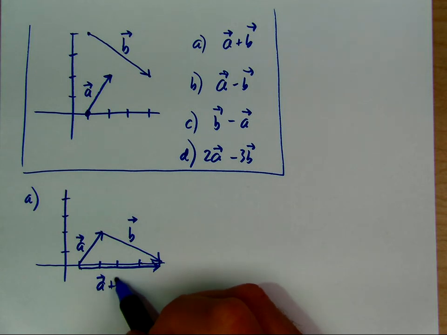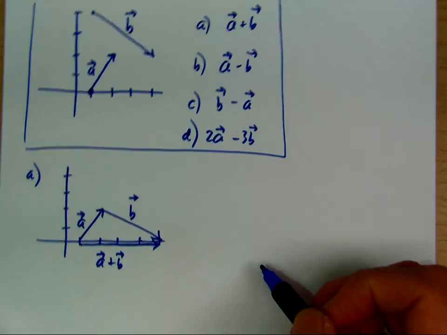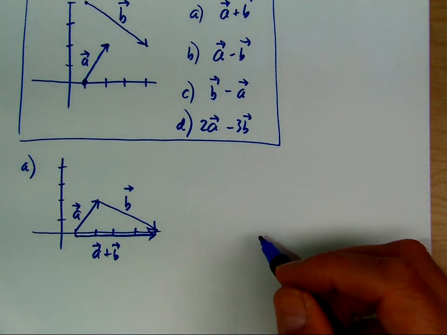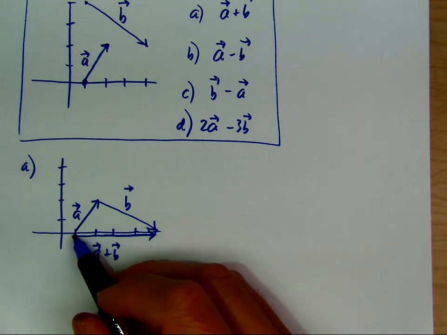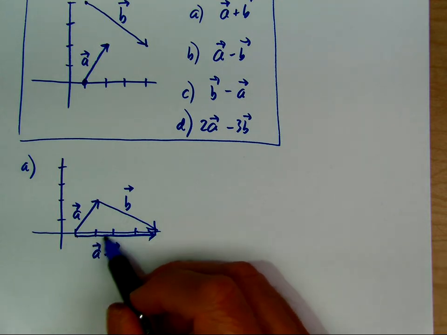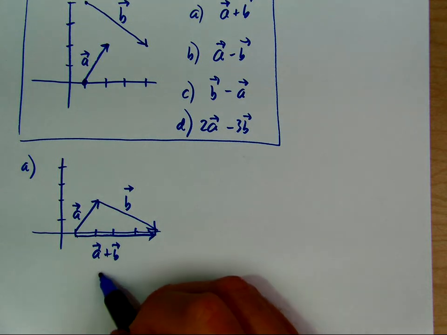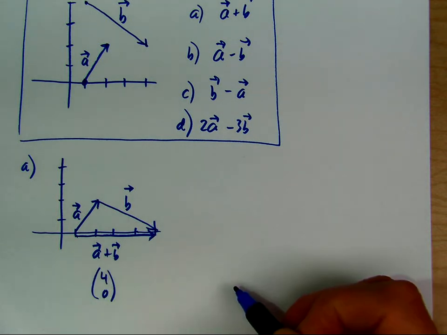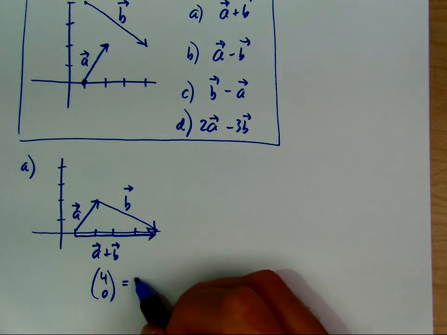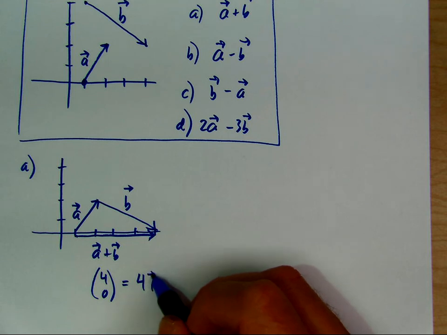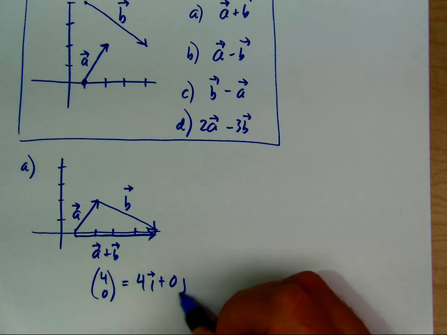So that's how we've seen it earlier in the lesson, and we can say that the horizontal component is 1, 2, 3, 4. That's going to be 4, and then it goes up 0. So we can write the vector as 4, 0. We can also write it as 4i plus 0j.